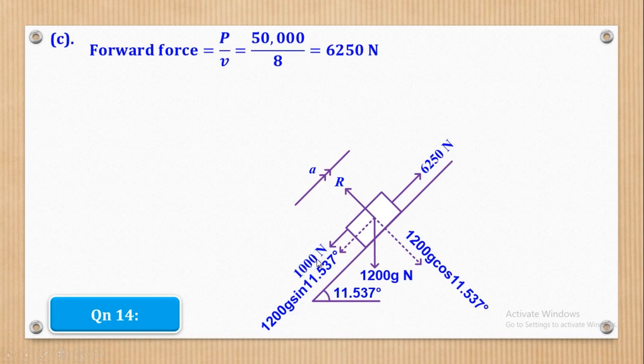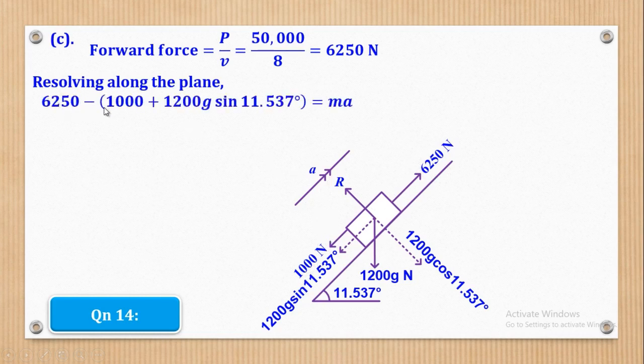After that, I'll now draw my sketch whereby my forward force is now 6250 newtons, and the resistance is still the same, 1000 newtons. The component of weight along the plane and perpendicular to the plane must be dotted. Now there is an acceleration, and that acceleration is not 0. So we are going to resolve along the plane. When I resolve along the plane, this acceleration is going this side, so I'll say this minus these two will be equal to ma.